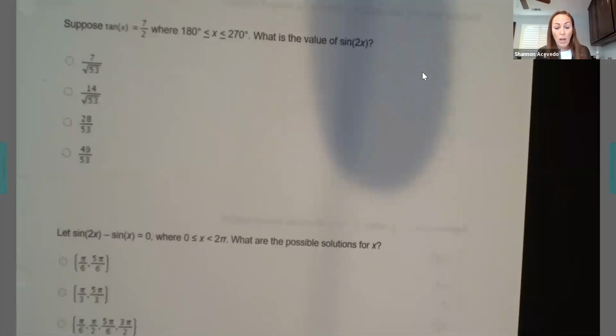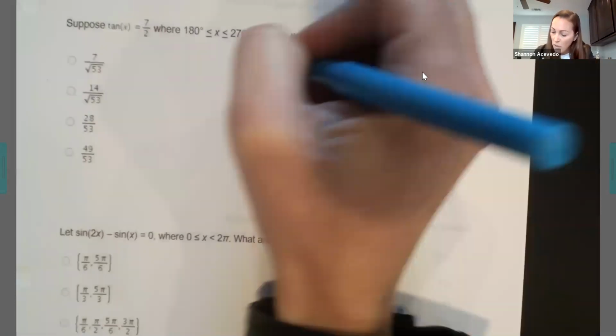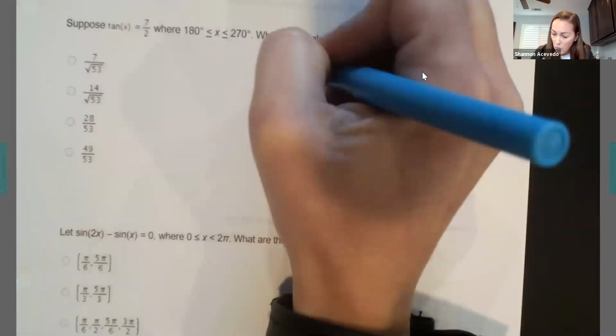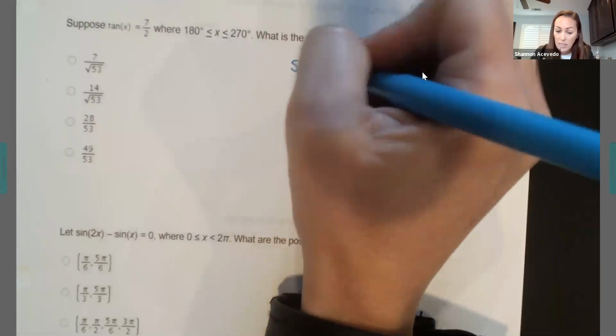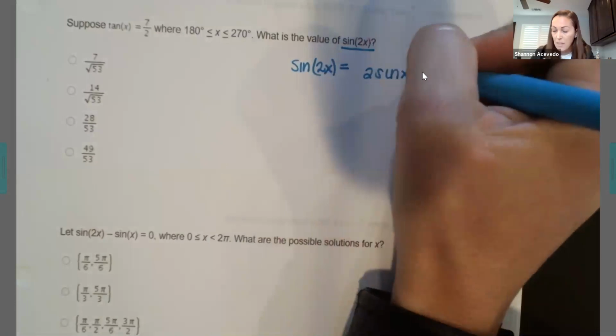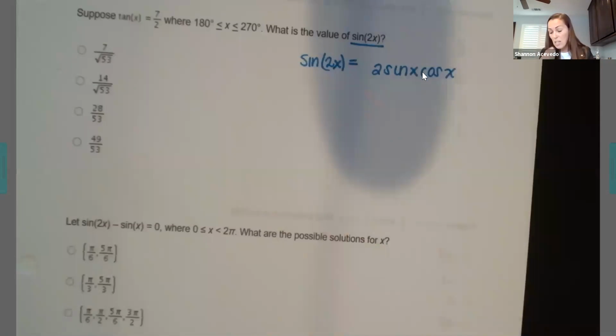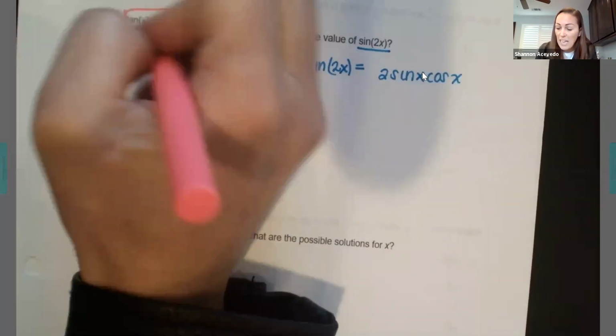All right. A lot of this, again, is all formula based. So I need to see what am I given, what am I looking for? For this first problem, we want to know what is the value of sine of 2x. By my double angle formulas, sine of 2x is going to be 2 sine of x cosine of x. So I need to know what is sine of x and what is cosine of x. Those are the two things I'm going to need to know. So I go and see, well, what am I given? I'm given tangent, and it's 7/2.